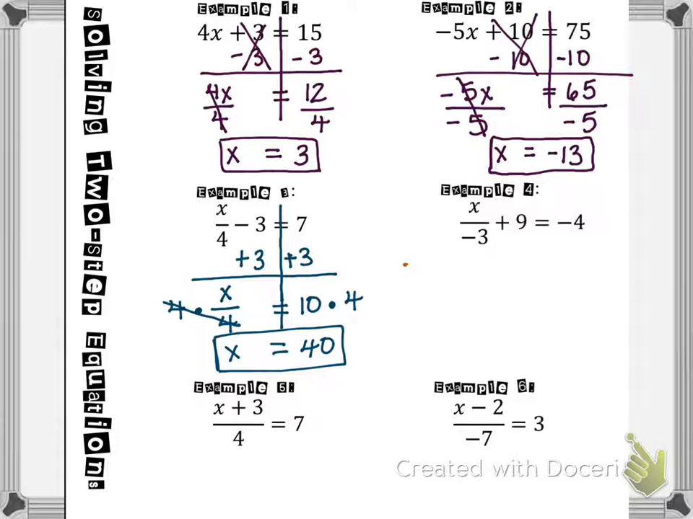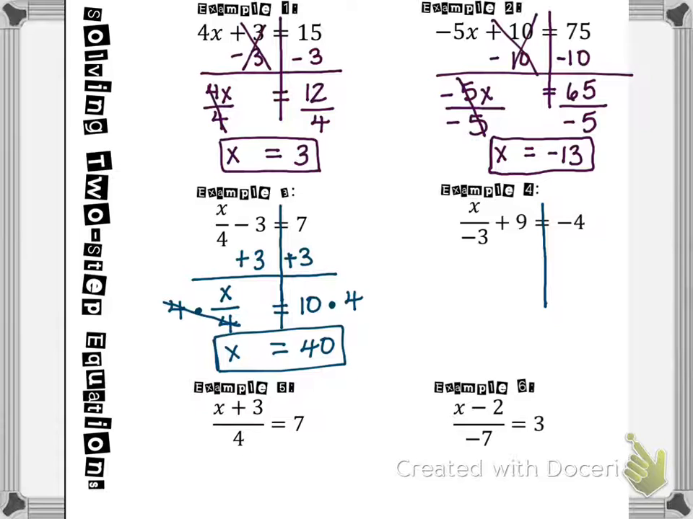Okay? So then we have another problem. x divided by -3 plus 9 equals -4. So draw your line. Do not get distracted by that negative in the denominator spot. It actually will help us out because that negative sign is already attached to a number. But first, let's start off with our constant.